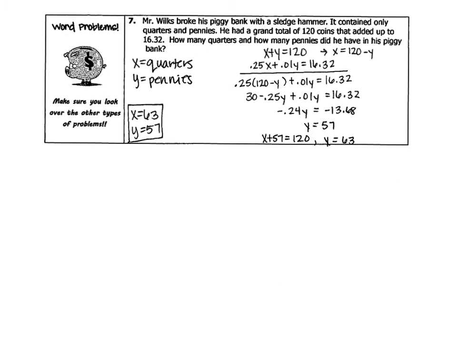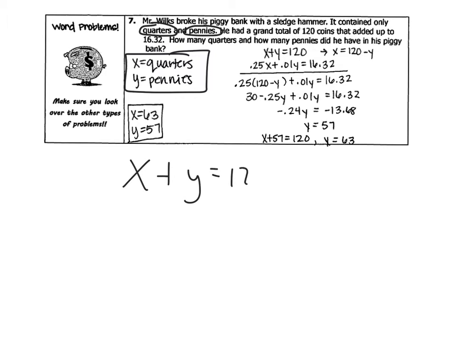Notice on number 7, you have to determine which one is quarters, which one is pennies. So you have to define your variables. They're going to let quarters equal x. Now notice quarters came first in the problem, pennies came second, and had a grand total of 120 coins. So we know that number of quarters plus the number of pennies is going to equal 120. But then it says that the coins added up to 16.32.